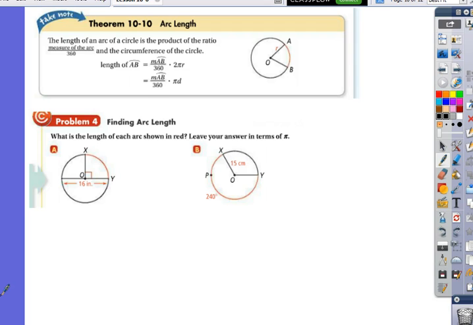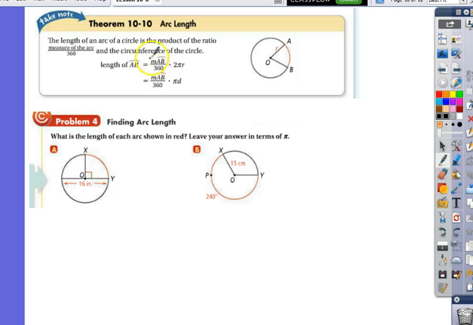Finding the arc length uses a modification of the circumference formula. Because basically an arc is just part of a circle, right? So an arc length would be part of a circumference. And the key is just figuring out how much of a part of the circumference it is. So I'm going to show you how to do that.